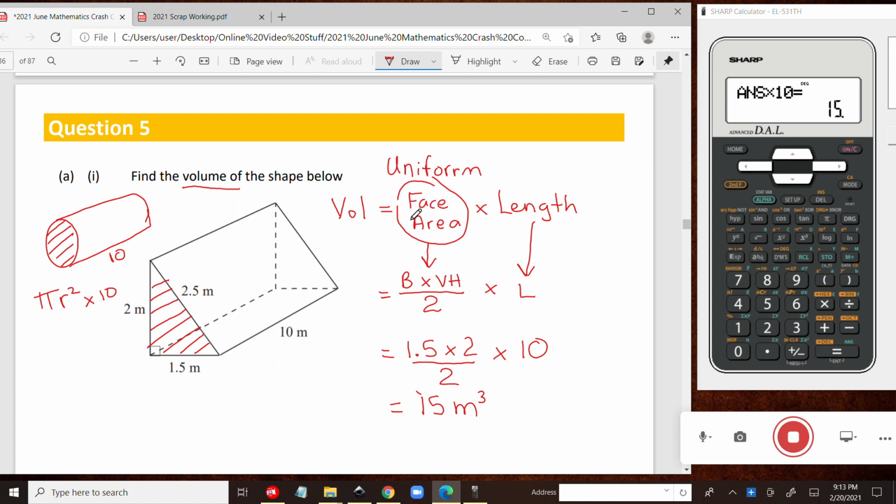So in summary, the volume of a uniform shape involves what? Finding the face area first, which means you need to understand areas in the first place. So if you are not familiar with finding the areas of various shapes like circles, rectangles, squares, triangles, semicircles, there is a video available for you.